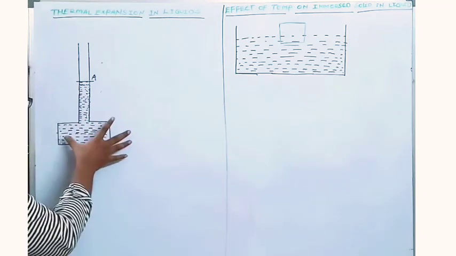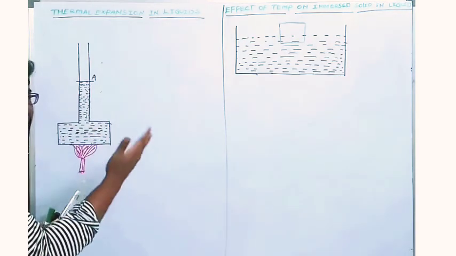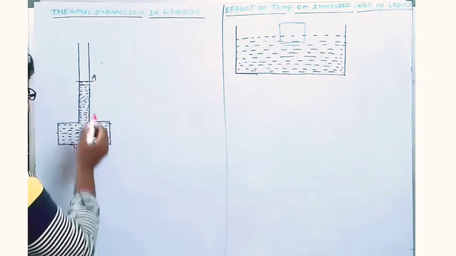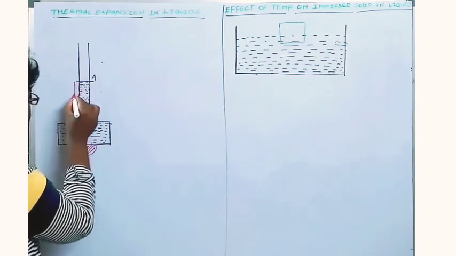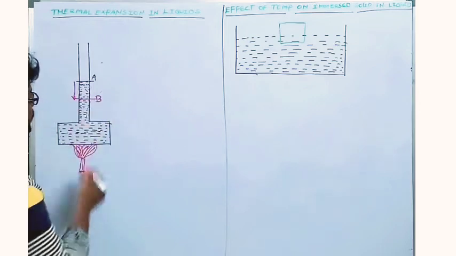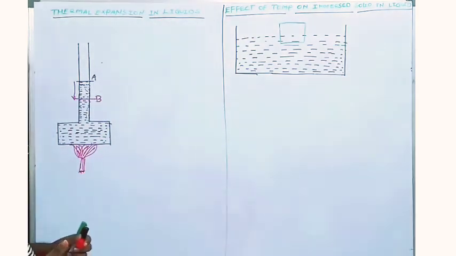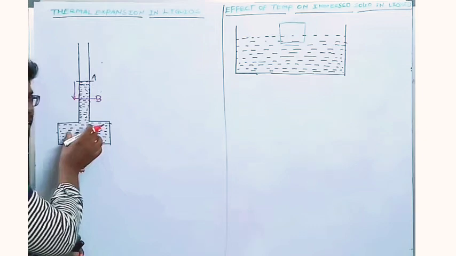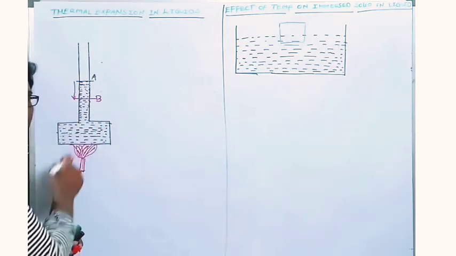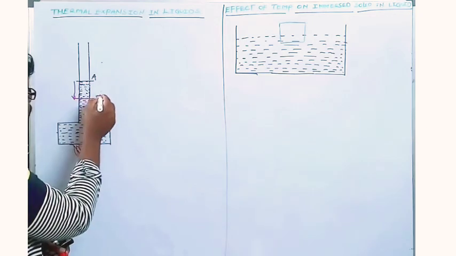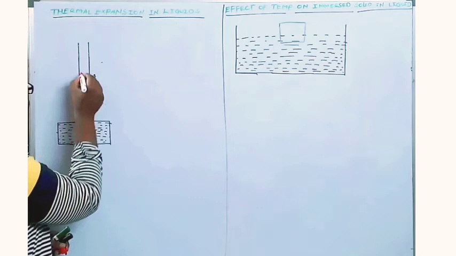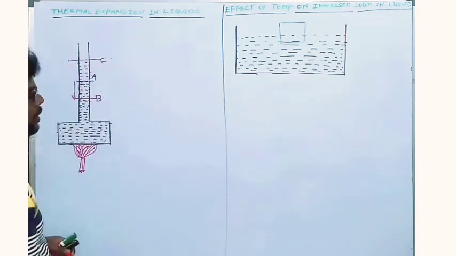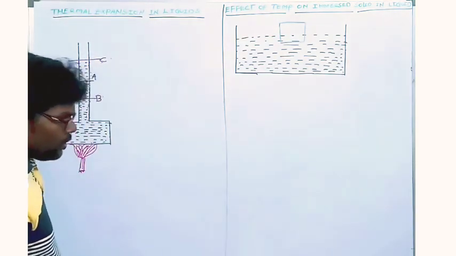Due to expansion of the container, the capacity of the container increases, so the level of the liquid falls down to point B. After some time, heat is conducted from the container to the liquid, and then the liquid expands, and it will rise eventually from B to C.